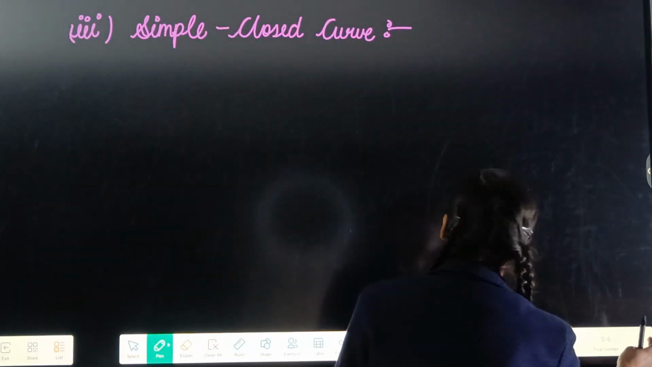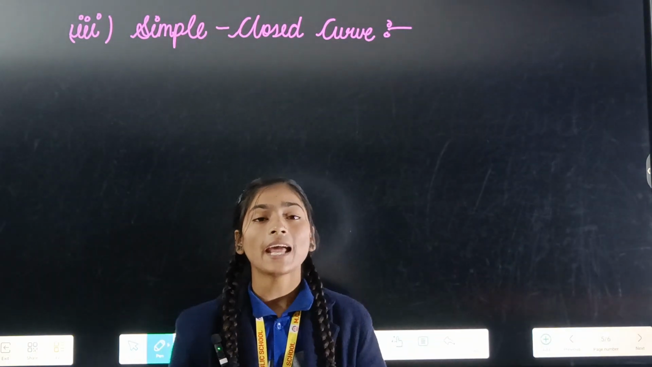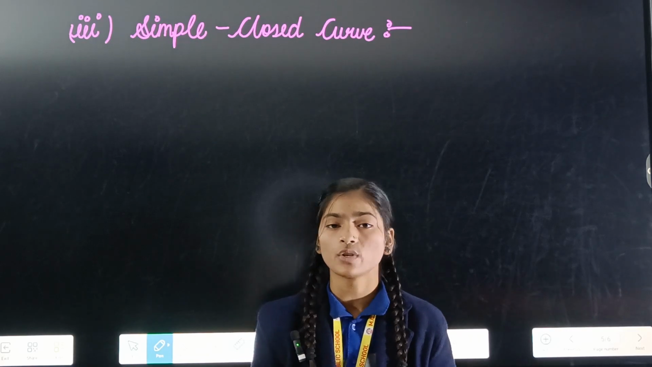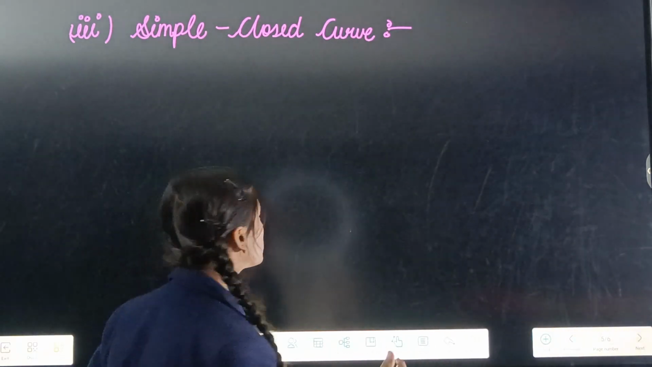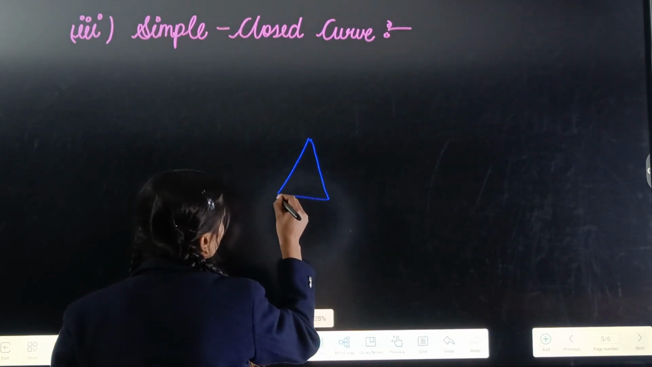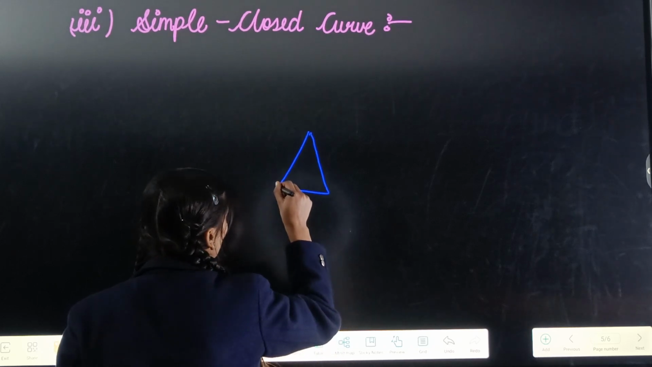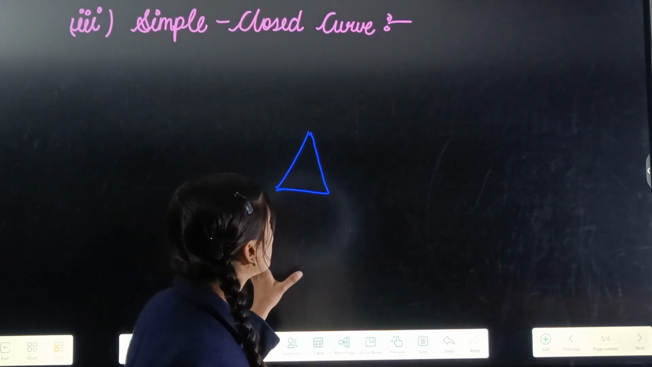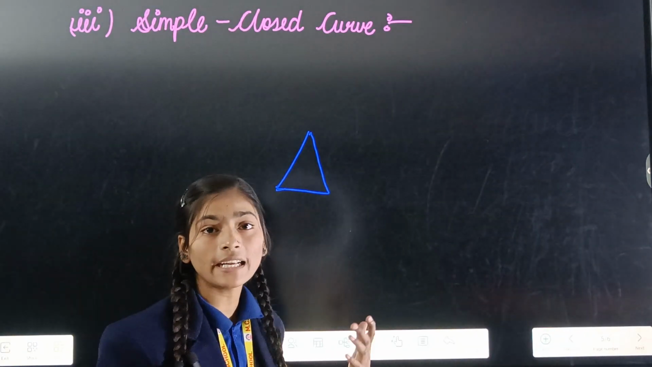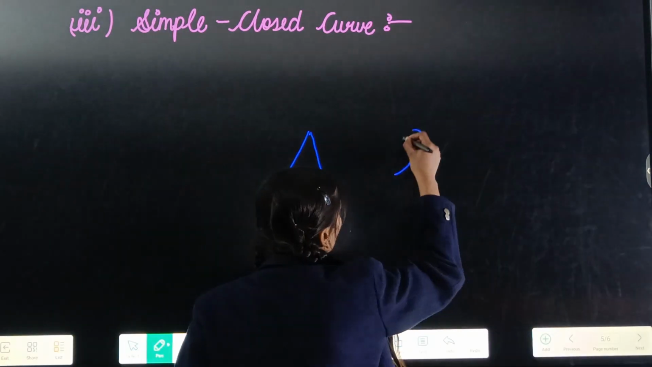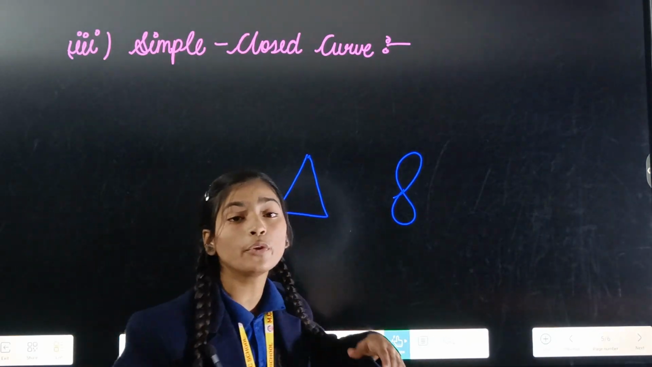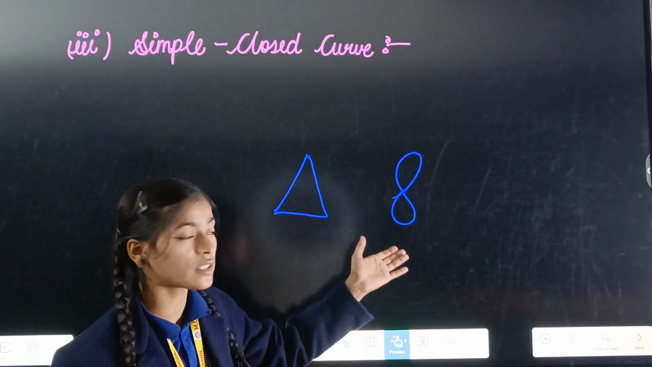Now the third is the simple closed curve: a curve which does not intersect itself is known as a simple closed curve. The example of a simple closed curve is the triangle. If a closed curve does not meet or intersect itself, it is a simple closed curve. If the curve crosses itself, it is not.